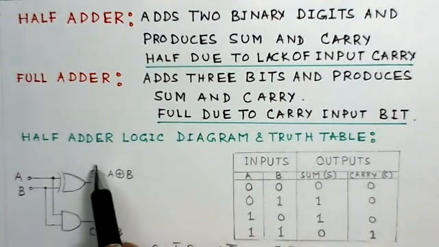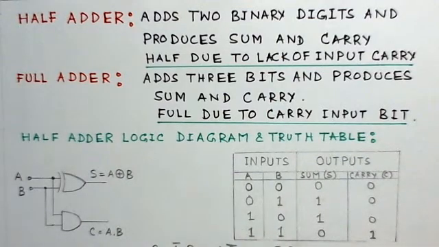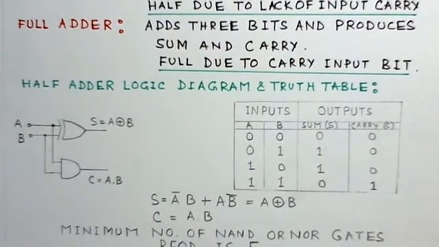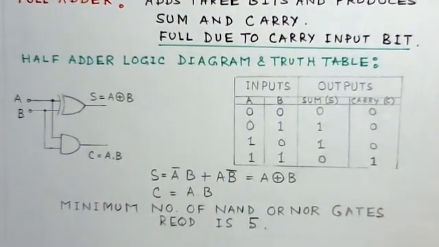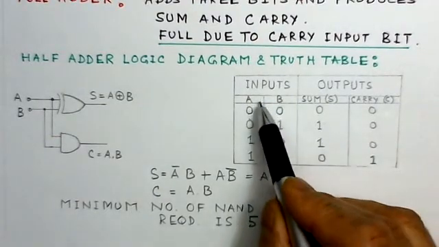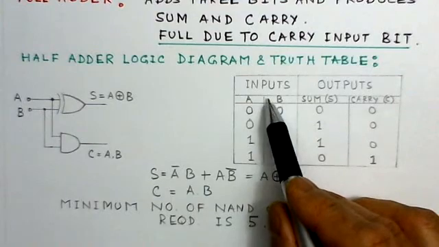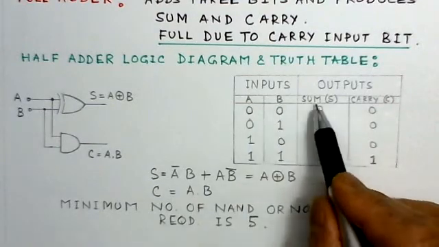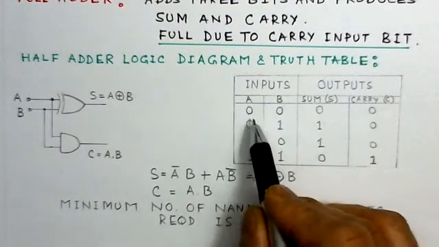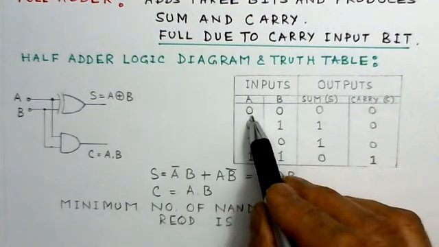Now, as an illustration, we have taken an example here for a half adder circuit. This is the half adder circuit. We have shown here the truth table for the half adder. Here inputs are A and B, and sum and carry are the outputs. So we can see this truth table.